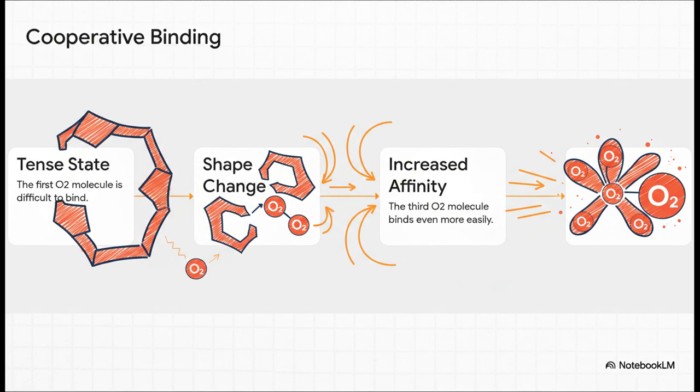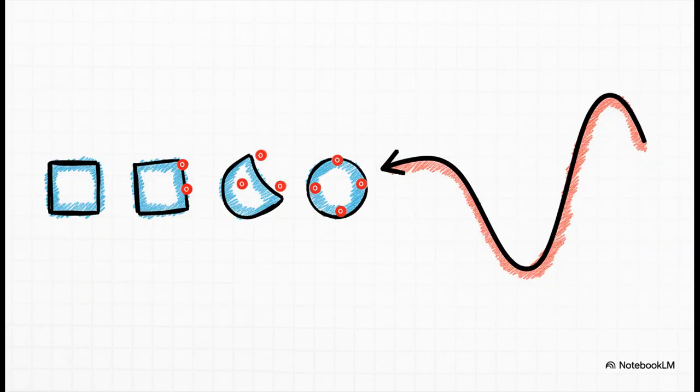It's a bit of a process. The molecule starts out a little stubborn. It's in what we call a tense or T state, and that first oxygen has a tough time getting on board. But once it does, everything changes. The molecule literally changes shape, making it easier for the second one, which makes it even easier for the third. By the time we get to the fourth oxygen, it binds about 300 times more easily than the first. Incredible, right? And that beautiful cooperative process is exactly why the most famous graph in all of respiratory physiology has that iconic S shape.